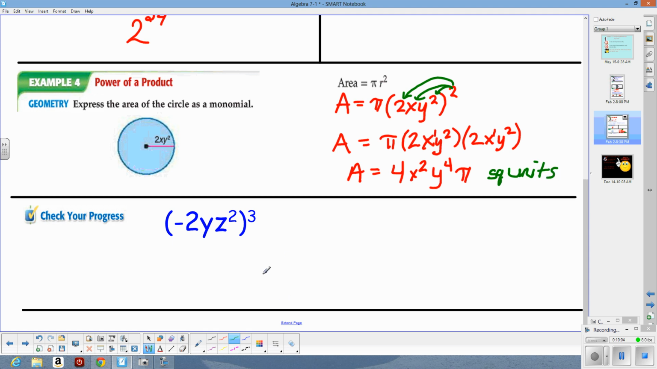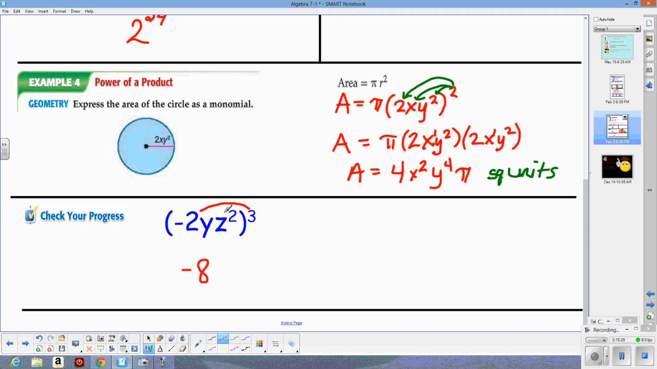All right, one more example to try. You may want to pause this and try it on your own. If we are going to take this all to the third power, I need to apply this third power to everything inside of here. So negative 2 to the third power means negative 2 times negative 2 times negative 2, which is going to be negative 8.